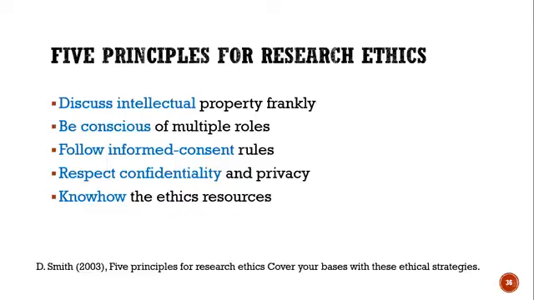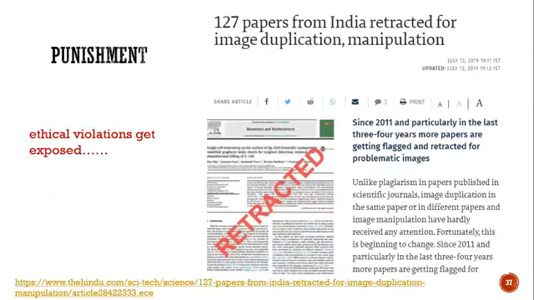Number 1 is discuss intellectual property frankly. Second is be conscious. Third is follow informed consent rules. Fourth is respect confidentiality and privacy of participants. And fifth is know the ethical resources. You must know the various resources from where you can get the idea about research ethics. If you do not follow the research ethics, the code of conduct, the set of procedures, guidelines, then your paper may be retracted.